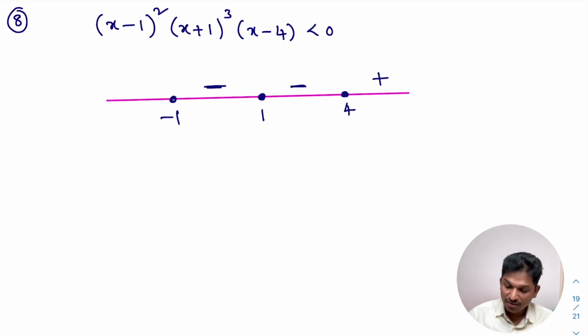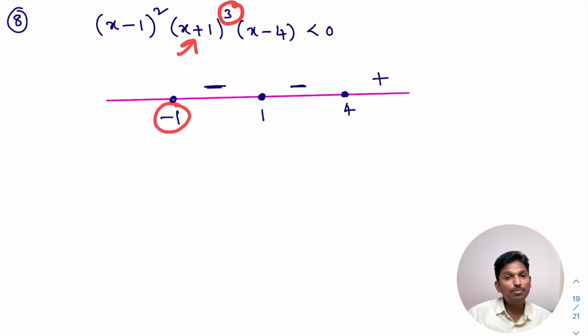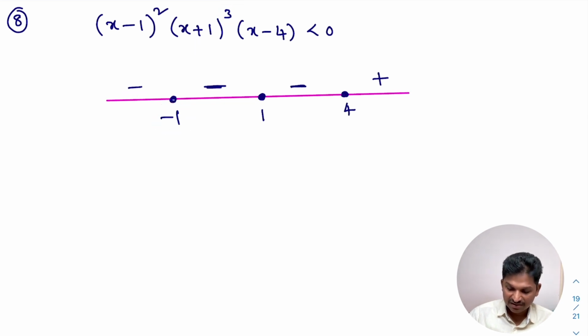Okay. Now, minus 1 is there here. Minus 1 is coming from this. Here what power is there? Here odd power is there. When odd power is there, this sign changes. Here minus is there, na? Minus changes to plus.